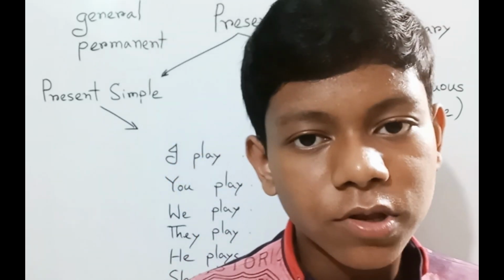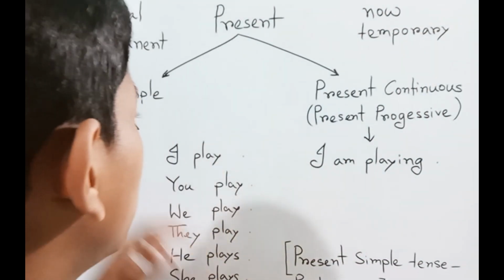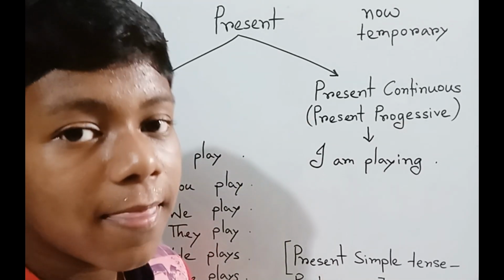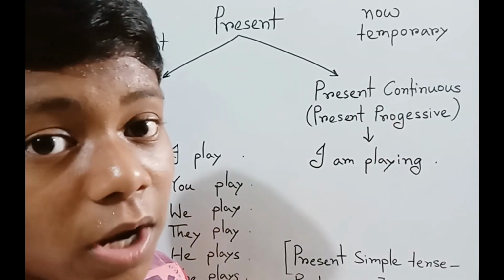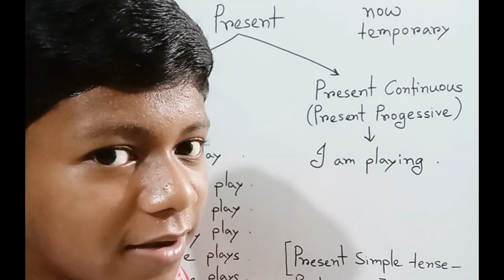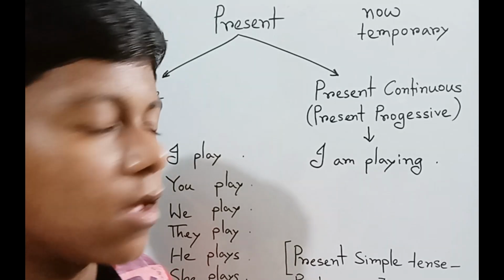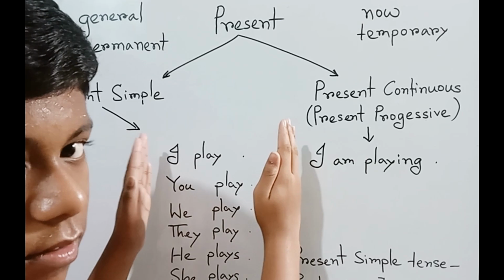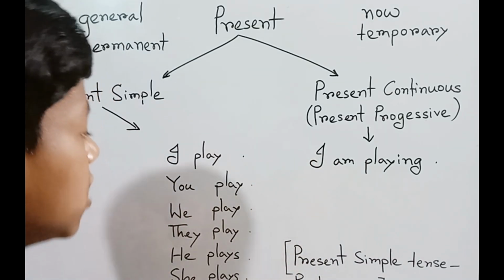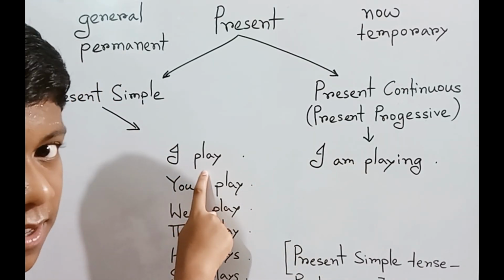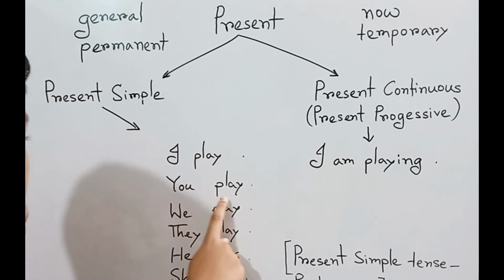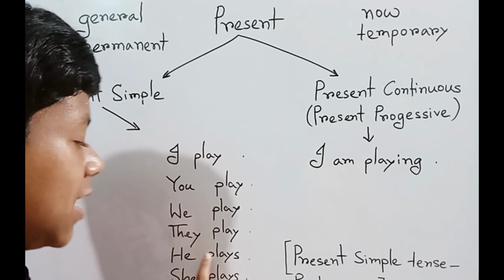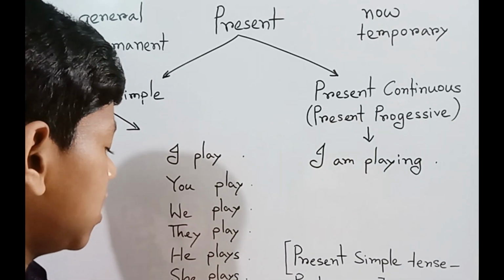We have already understood that for general permanent we can use present simple, and present continuous is for now, temporary, or when that action is happening. Now we can take a look at some present simple tense sentences. Here we can see I play, you play, we play, they play, he plays, she plays, it plays.